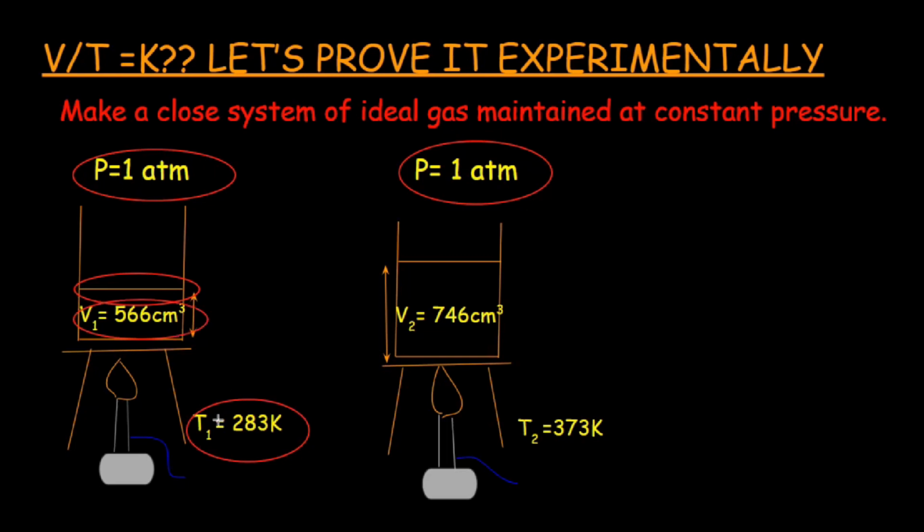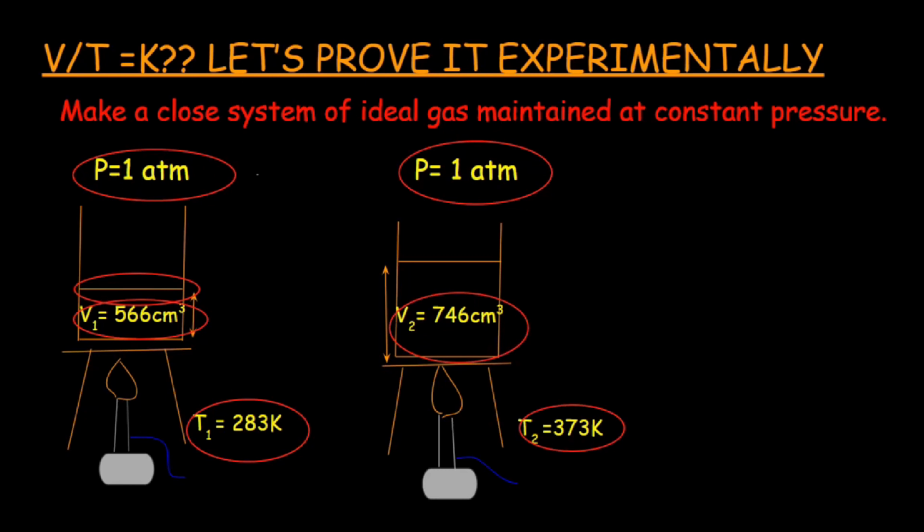Now what will happen if we increase the temperature from 283 Kelvin? Let's say we increase this temperature till 373 Kelvin. Now according to Charles' law, volume will increase and you can see here V2 has become 746 cm³. The initial temperature was lower and final temperature was higher. Then initial volume was lower and final volume was higher, which means by increasing the temperature, volume has increased.